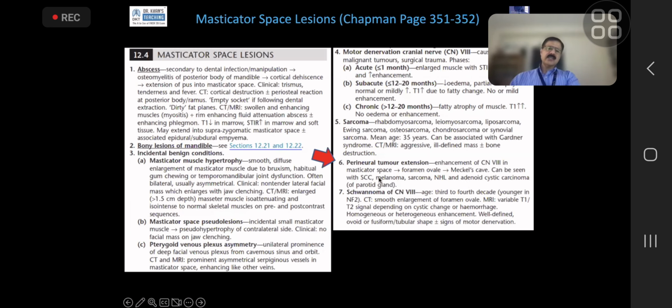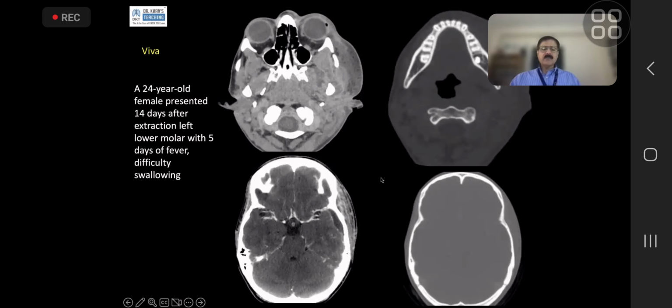So this is again an exam case where a masticator space abscess, because please remember, mandible is in the masticator space. So a fulminant type of abscess, this patient had a dental extraction and then secondary infection. And there is a lot of phlegmon in abscesses. It goes all the way, and there is what we call a subdural empyema also. So it goes all the way.